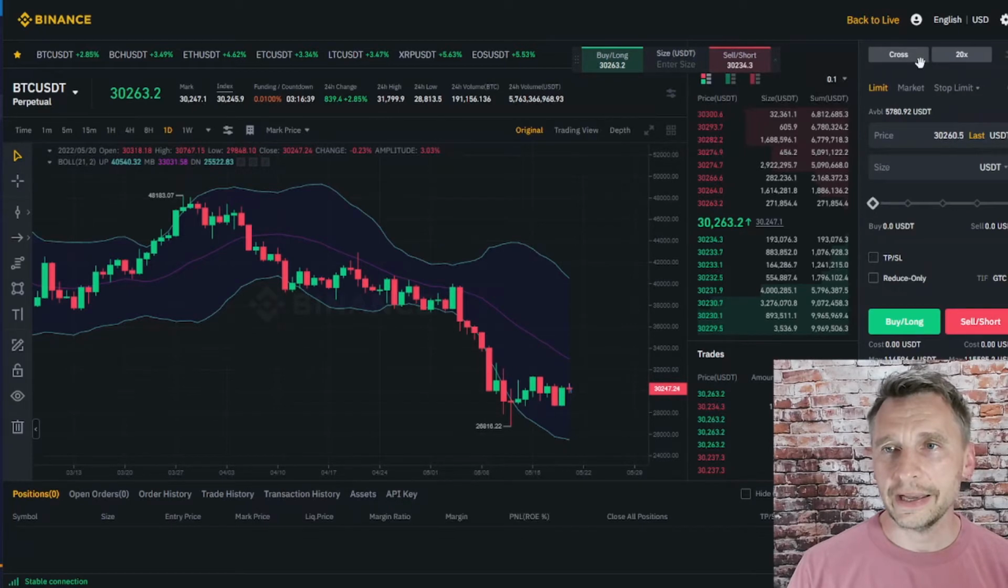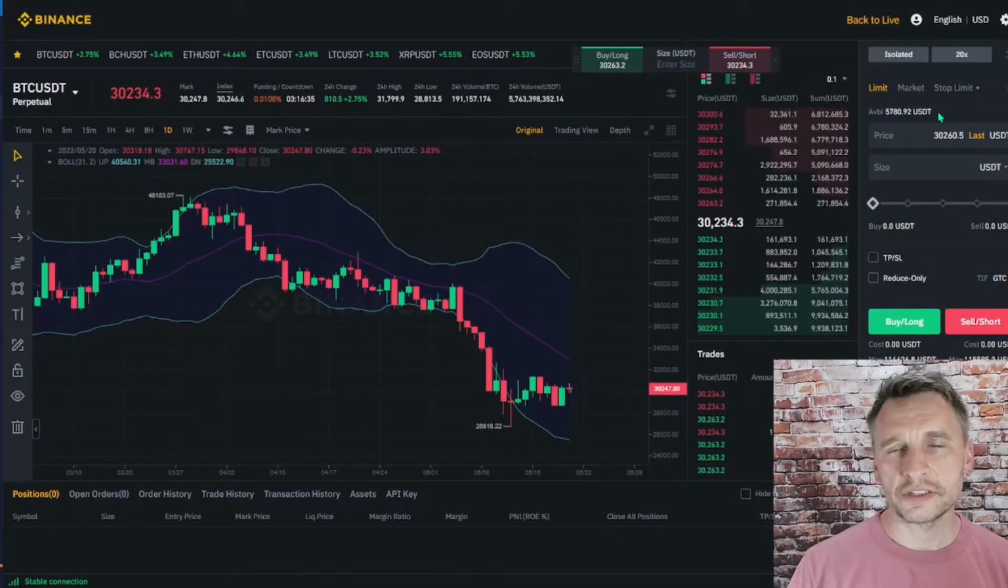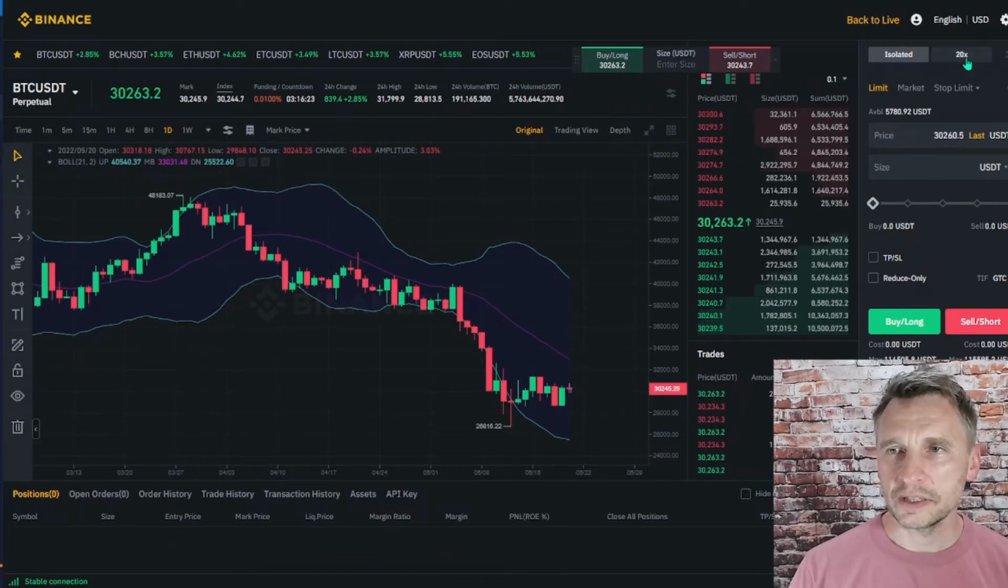On the isolated mode, however, you do not run such a risk. You will only lose as much as you are willing to invest in that particular position. So that's why I trade mostly in isolated at 20x. Again, that's pretty large leverage, but feel free to change your leverage.